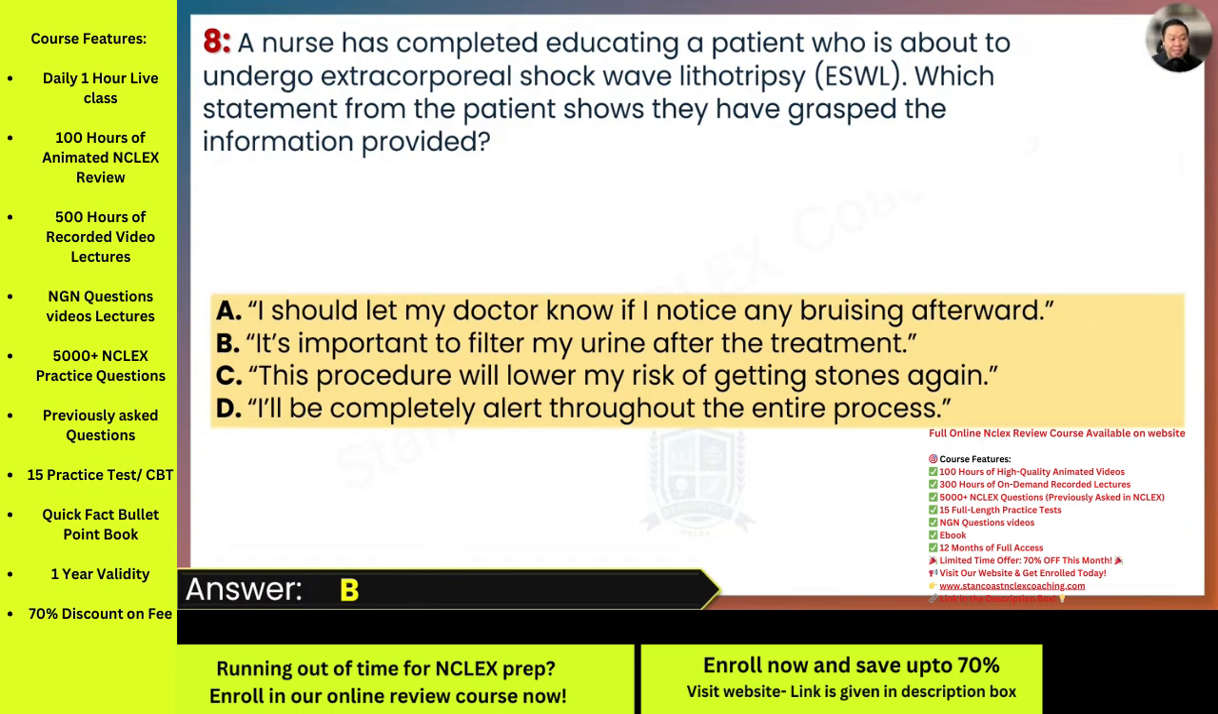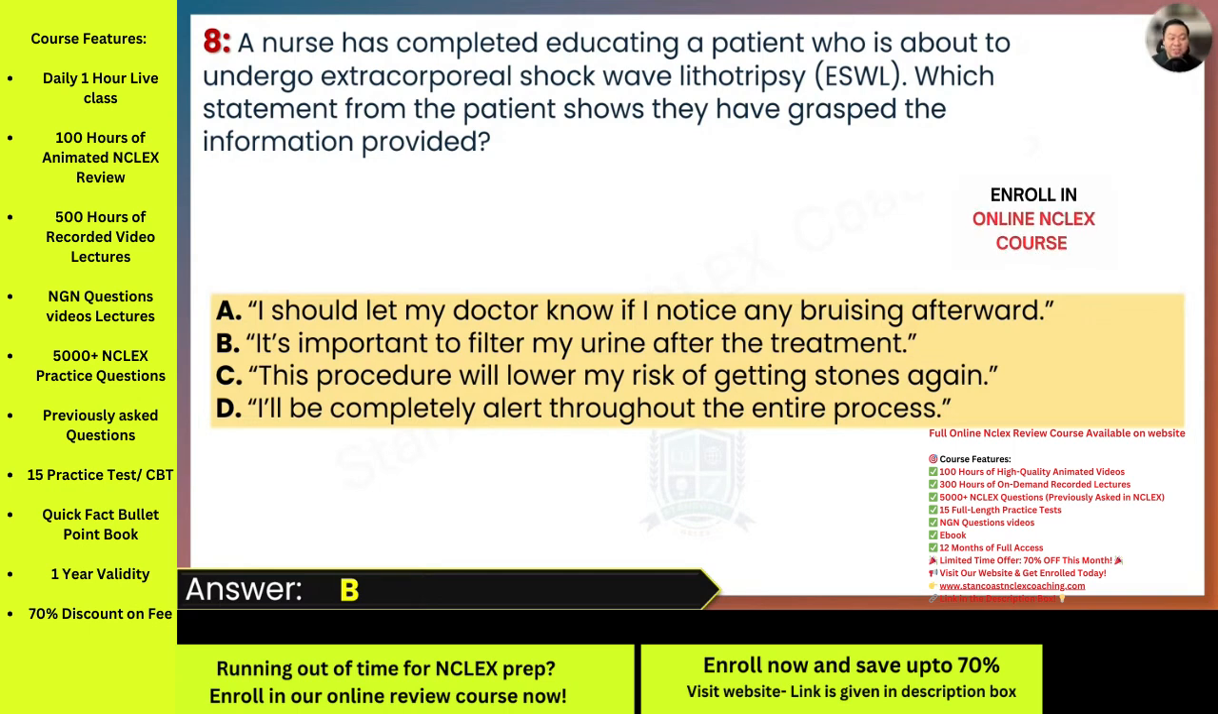It states, I'll be completely alert throughout the entire process, because ESWL typically is performed under moderate sedation. Even though the patient might be awake, they won't be fully alert or conscious during the procedure. And this is to ensure the patient is comfortable and does not feel pain during the shock waves. And so the clue in this option, completely alert throughout the process, is not accurate about this procedure.